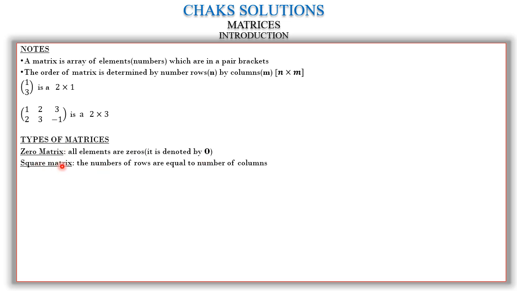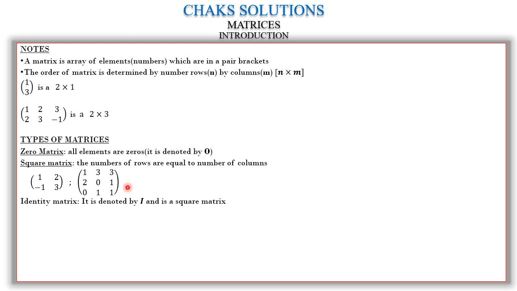Then we have the square matrix. The square matrix is when the number of rows is equal to the number of columns. This is an example of a square matrix. The first one here is a square matrix. You can see the number of rows is equal to the number of columns. And this one, the number of rows is also equal to the number of columns. So this one is a 2 by 2 square matrix, and this one is a 3 by 3 square matrix. We can have a 4 by 4 square matrix as long as the number of rows is equal to the number of columns.